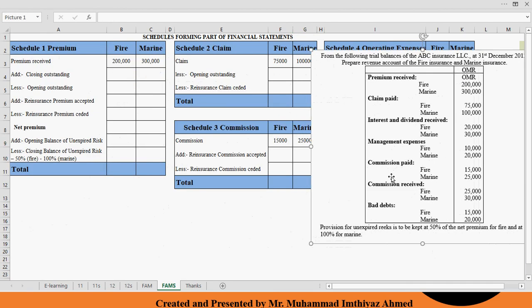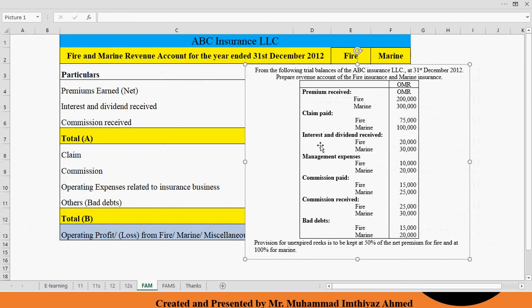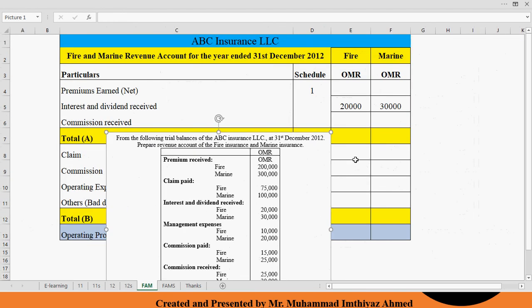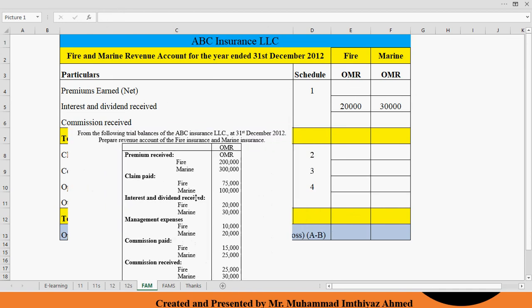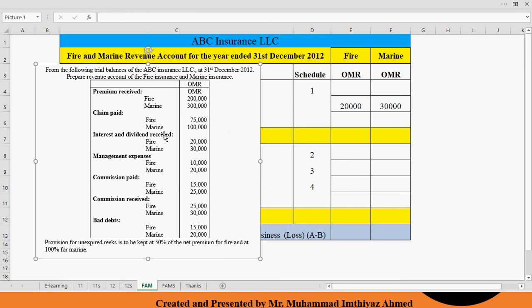The next item is commission received. So commission received is an income. So this income we need to enter directly on revenue. So commission received in the case of fire it is 25,000, and marine it is 30,000.